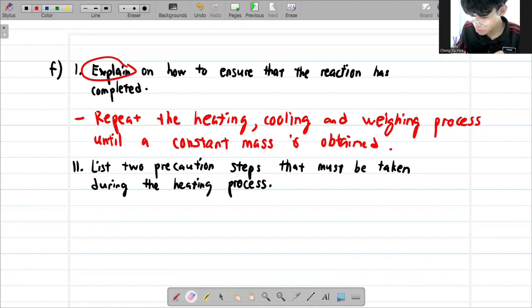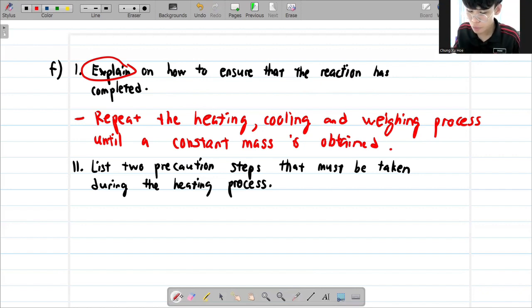Which means that I need to repeat my heating, cooling, wicking process until a constant mass, that means a fixed mass, is obtained. That means like 56 gram, 56 gram, 56 gram, 56 gram, 56 gram, like this. This is what it means by constant mass is obtained. So you heat it, you cool it, and you wick it until a constant mass is obtained. That's where the reaction has completed. The moment you find that the mass is not changing, that means my reaction has completed. That's what it's trying to say here.